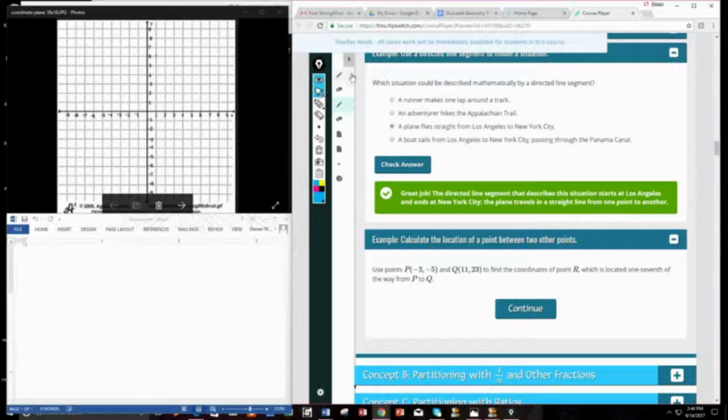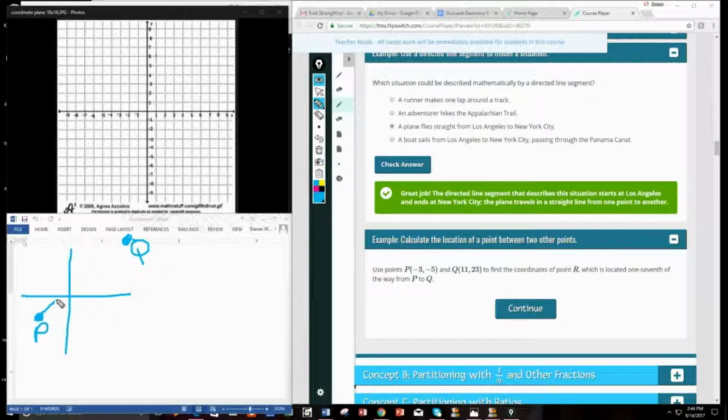So I'm going to just graph it roughly on my Word document. So point P, I'm going to just roughly graph it, -3, -5. Okay, and Q is 11 and up 23, which would be way higher. But that's Q, and here's P. And so, to find the coordinates of point R, which is located 1/7 of the way from P to Q.